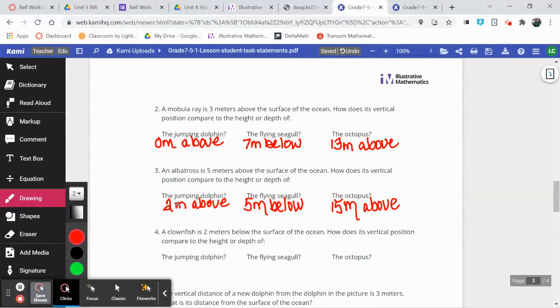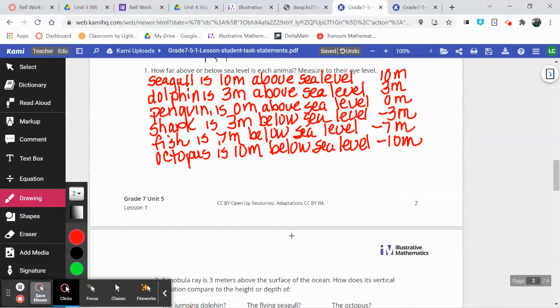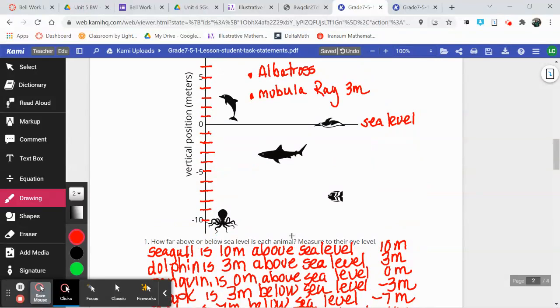All right. A clownfish is 2 meters below the surface of the ocean. How does its vertical position compare to the height or depth of the flying dolphin, the flying seagull, and the octopus? So let's go put that clownfish in. It says 2 meters below the surface of the ocean. So we go to the surface of the ocean, down 1, 2. And we're going to put the clownfish.